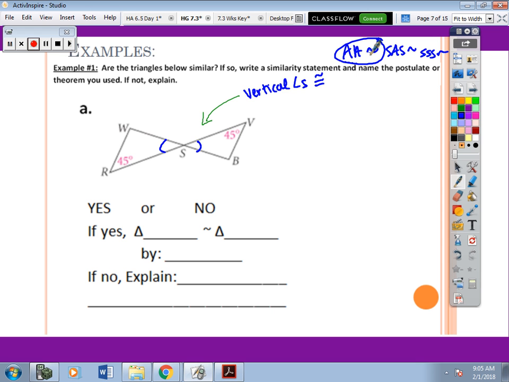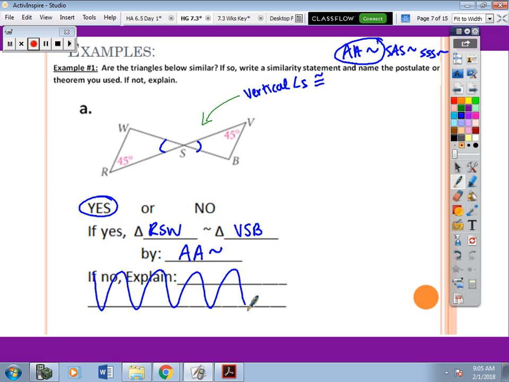Which this one's different than what we did in triangle congruence. So make sure you memorize it as something to identify. So these are absolutely similar. You complete the similarity statement, using your corresponding parts. Remember, how you name the first one doesn't matter. So let's go RSW. Similar, I have the correct symbol this time. You have to match up the corresponding parts, which would be VSB. By, and that would be your angle, angle. I do want you to put a similarity symbol after it just so we know it's not congruence if it's SAS or SSS. If no, explain. Well, it's not a no, so we don't have to explain.